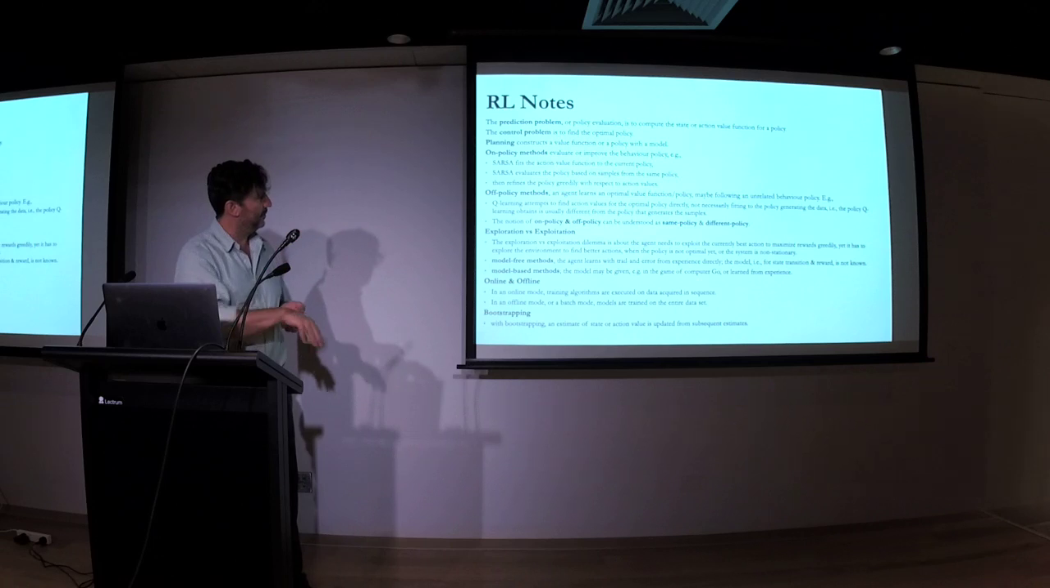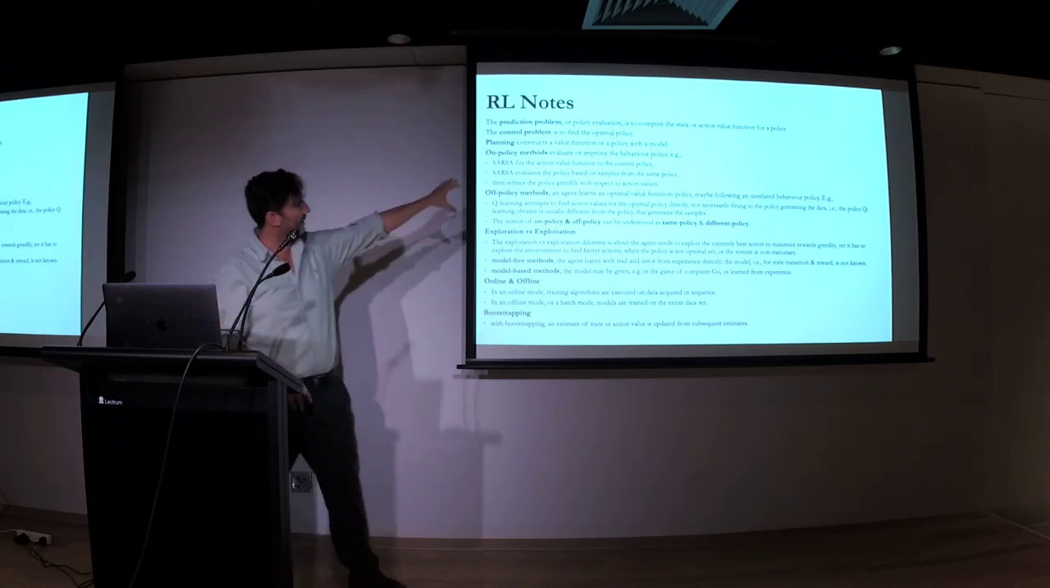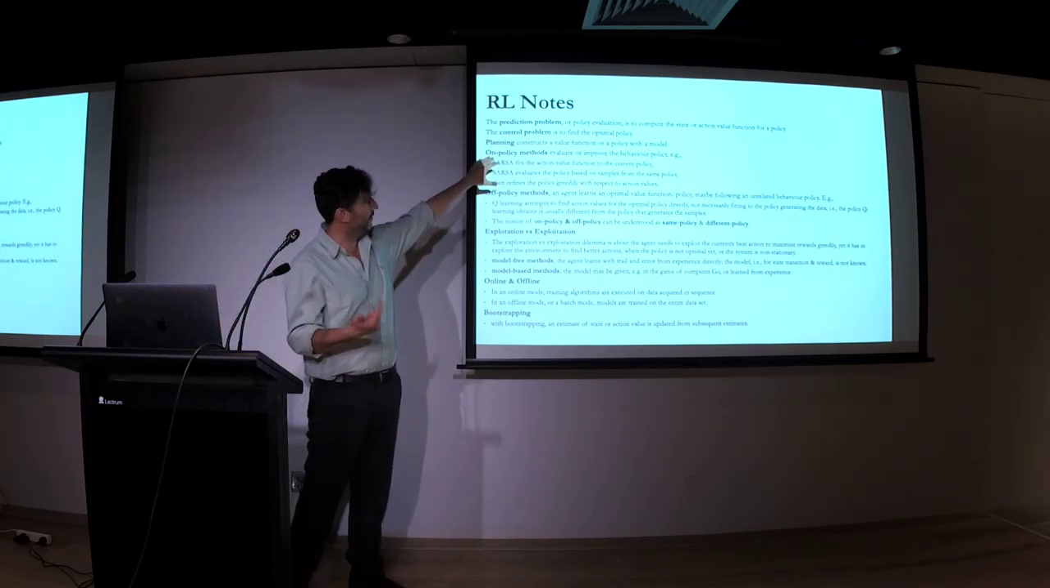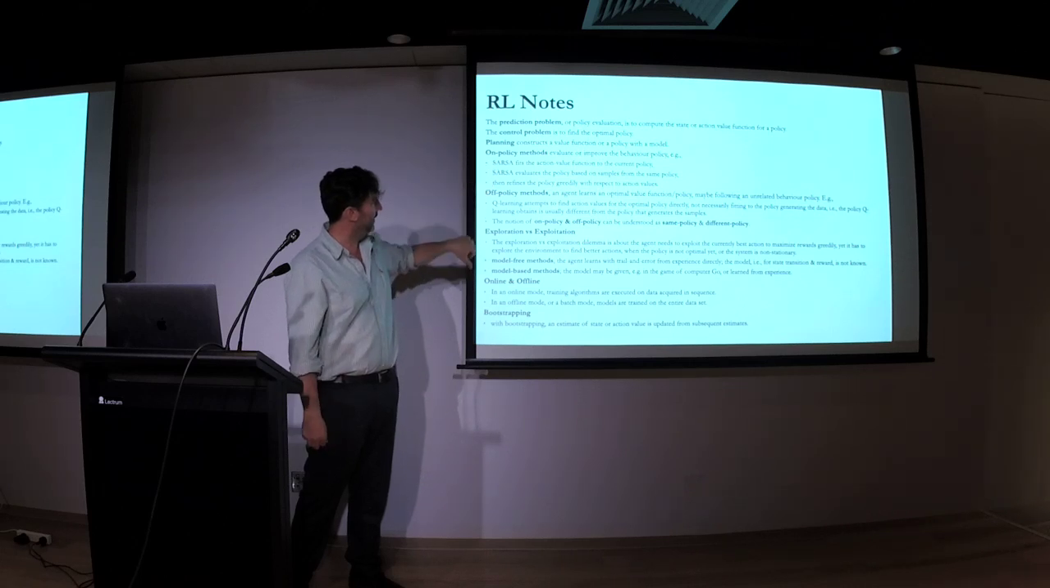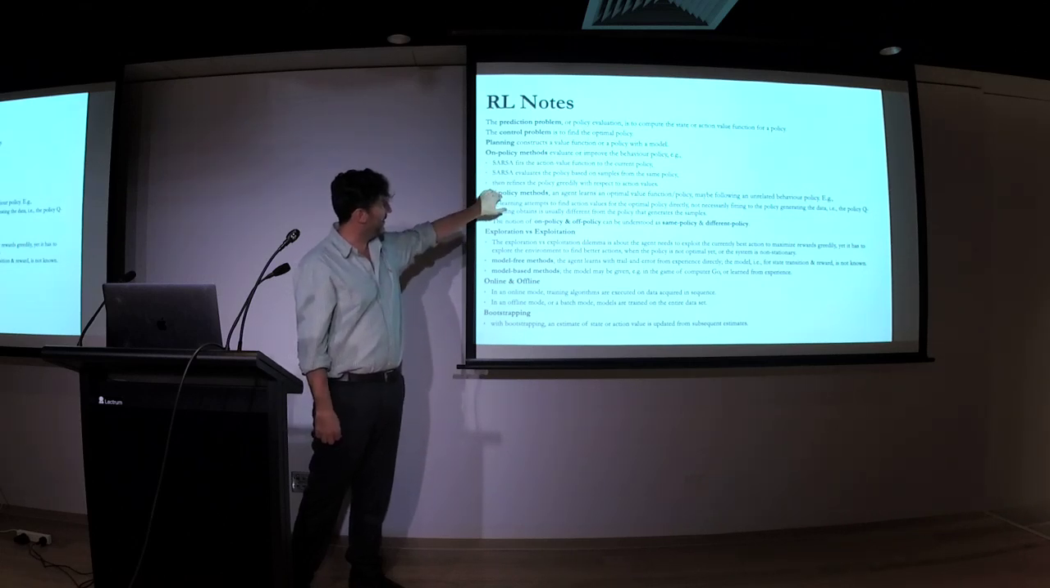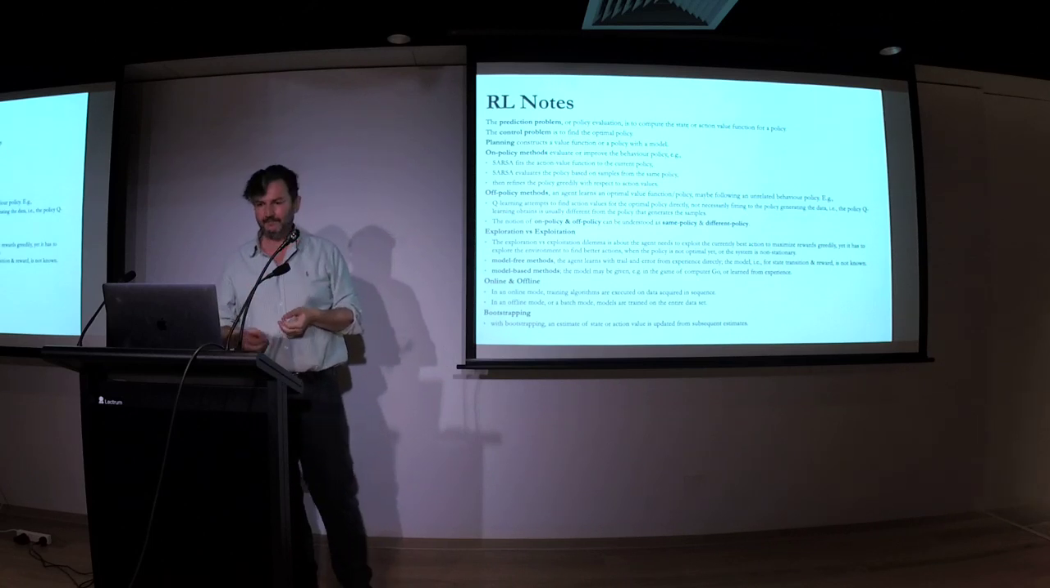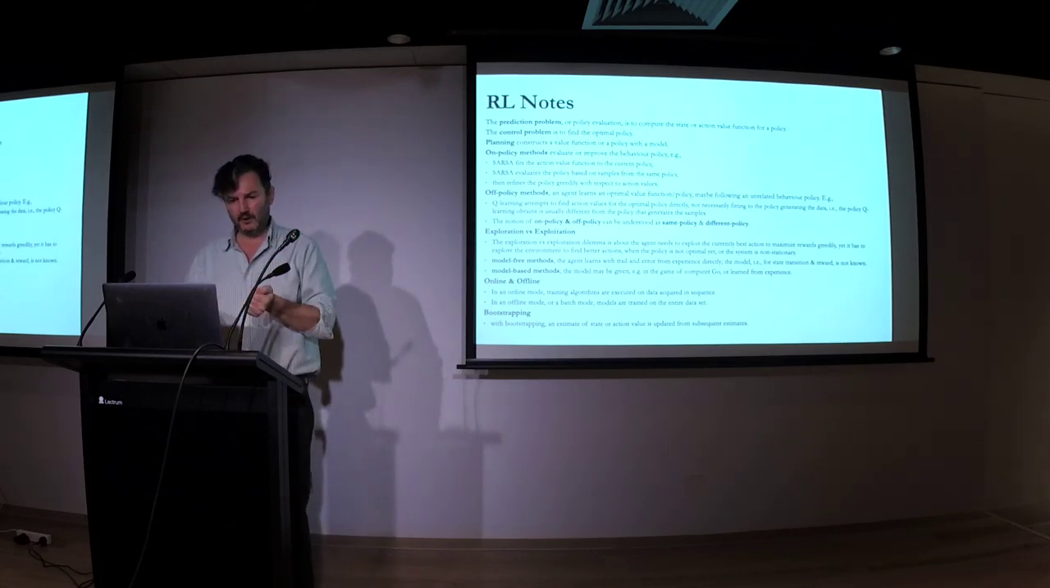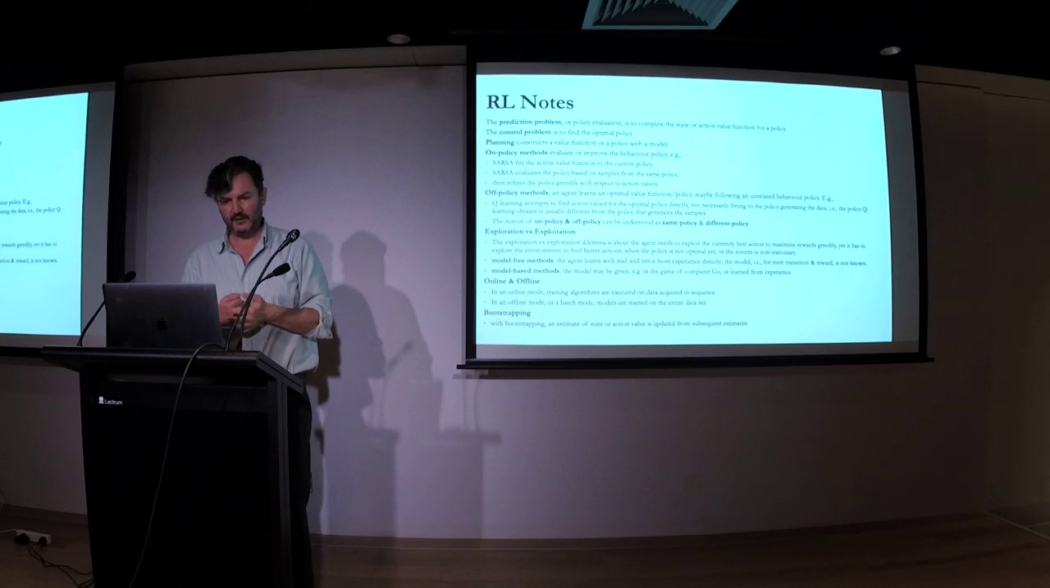Here are some basic reinforcement learning notes. If we break everything down, there is the prediction problem and the control problem, and those are really the key things we're looking at. We're talking about SARSA, which is state, action, reward, state, action, an on-policy method. Then we've got off-policy methods such as Q-learning.